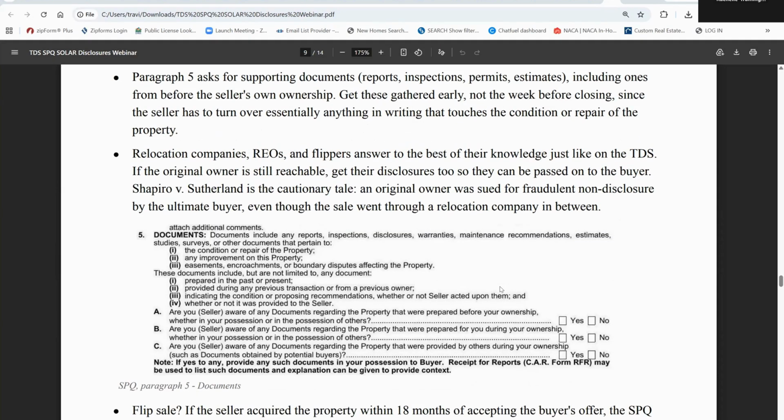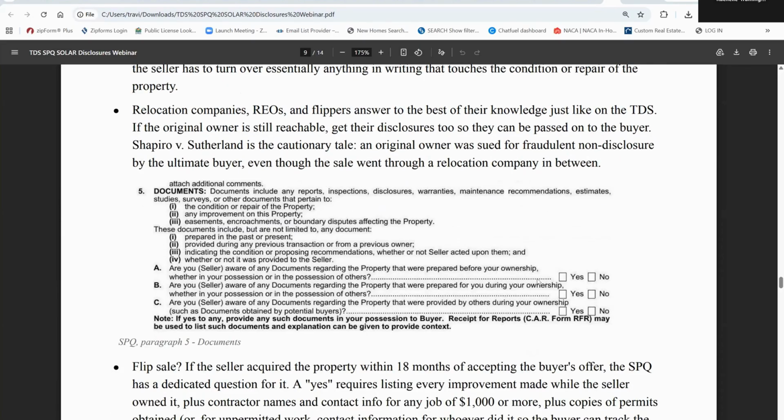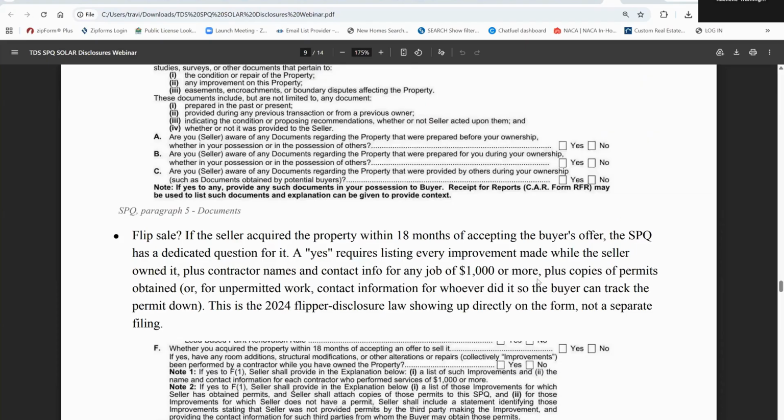And if you have the prior disclosures, such as flipping a property, those also need to be turned over to the buyer. So that question does come up quite a bit. Basically, if you're in possession of it, it needs to be delivered.